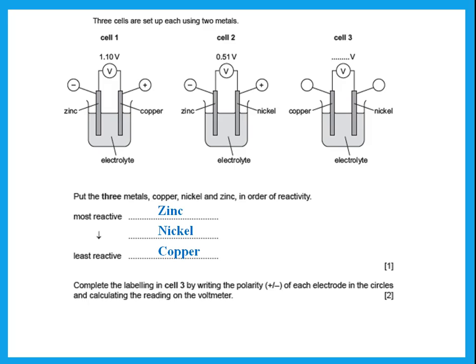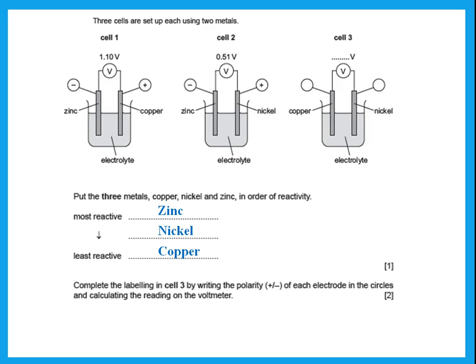Now, complete the labeling in cell 3 by writing the polarity, whether it's positive or negative, of each electrode in the circles and calculating the reading on the voltmeter. If you notice cell 1 and cell 2, in cell 1 the zinc, which is more reactive, has a negative charge, because the zinc will give electrons. So this is the negative electrode, while the copper is the positive, and the same with cell 2.